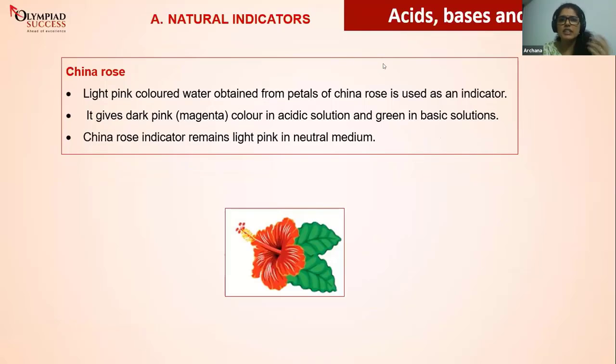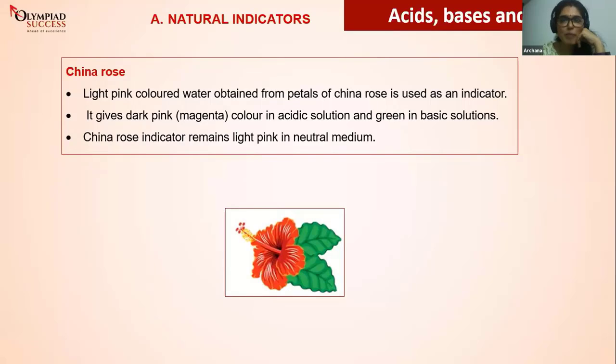Next, the first natural indicator was turmeric. The next indicator is China rose. How many of you recognize this rose? China rose. We have some other name for it in India. What is the name of this China rose? Anyone know?